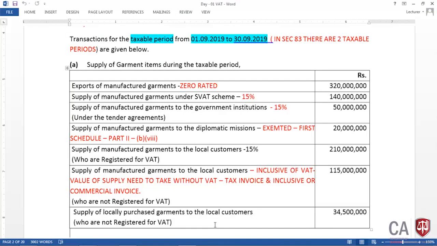We will do that. Then supply of locally purchased garments to local customers who are not registered for VAT. Now see, from the beginning up to before this, all are manufactured and selling. This last 34.5 million is buying and selling. Please have this recognition in the question to give a valid answer. Okay, then it is again on an inclusive basis. You need to divide it by 115 and take the 100. The 34.5 divided by 115 into 100 into 15 you have to take.